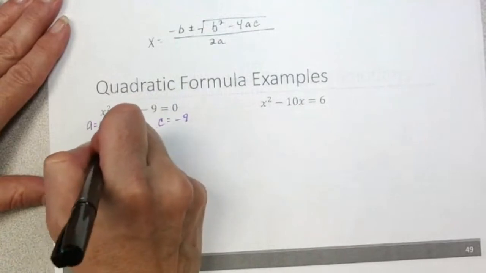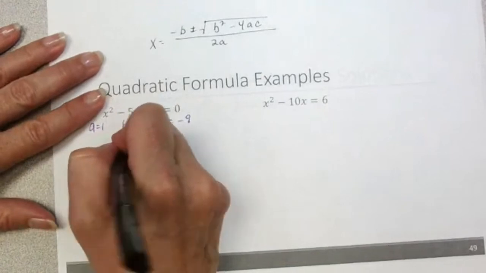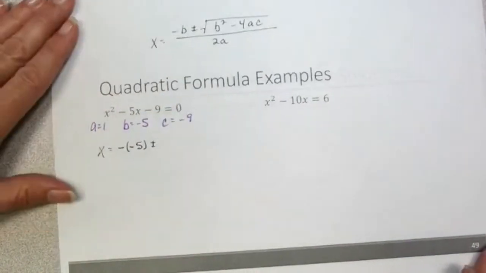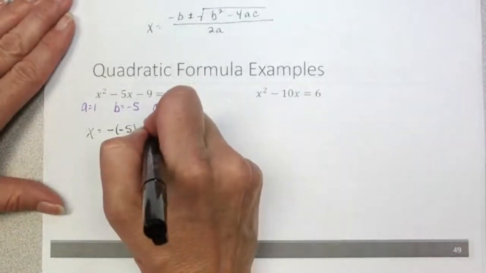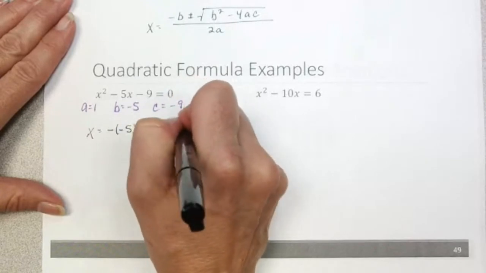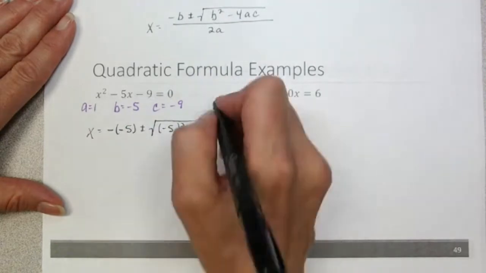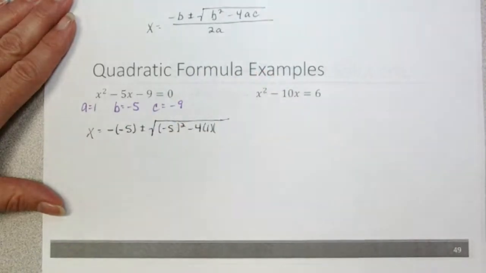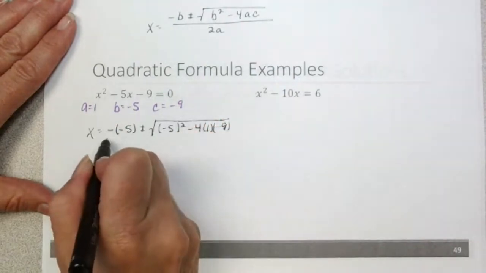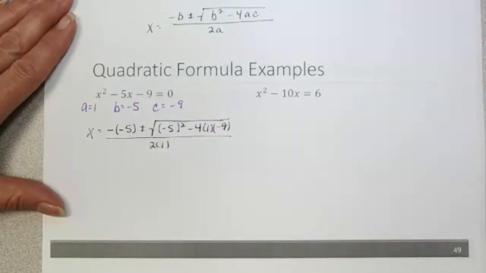So x then is going to be equal to -b. Be careful with these negatives, right? So that's going to be the negative of -5 plus or minus the square root of b squared. It's going to be -5 squared minus 4 times a is just 1, times c is -9, all over 2 times a, 2 times 1.